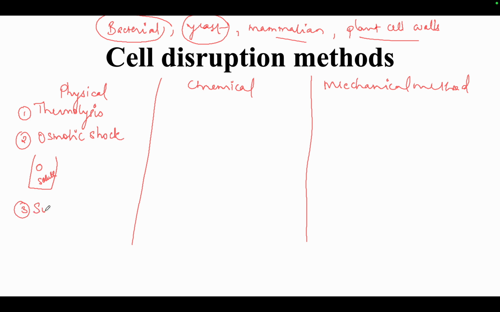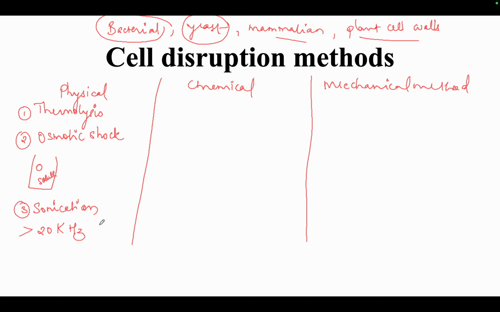The next method is sonication. This is a very well known method. In sonication we use ultrasonic waves, sound waves which are greater than 20 kilohertz. These sonic waves disrupt and open up the cell wall. These waves create a friction with the water, and they break open the cell wall.